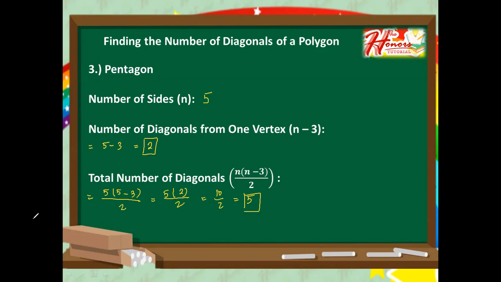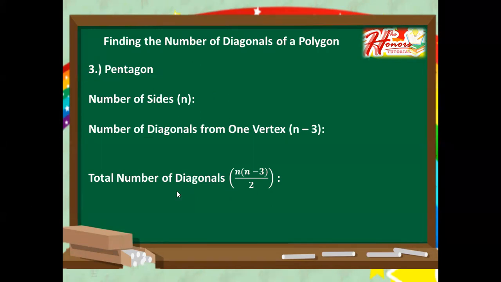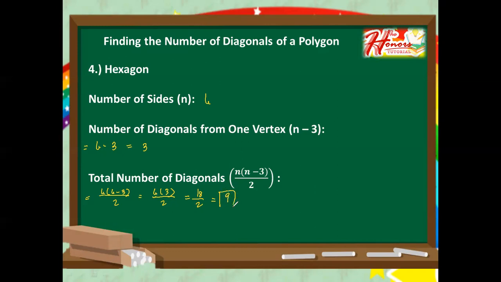Next, let us have our next example. We have here the hexagon. Hexagon, number of sides, that is 6. For us to be able to determine the number of diagonals from one vertex, please substitute 6 in n here. So that is 6 minus 3. 6 minus 3 is equal to 3. And then for the total number of diagonals, substitute 6 to n. So that is 6 times 6 minus 3 over 2. So that is 6 times 6 minus 3, that's 3 over 2. So 6 times 3, that's 18 over 2. So 18 over 2, that is equal to 9 because 18 divided by 2 is 9.